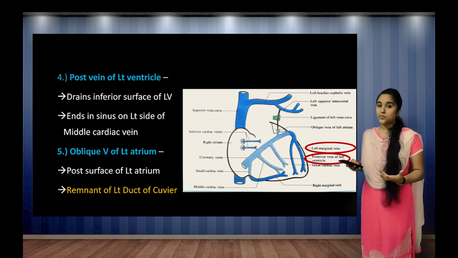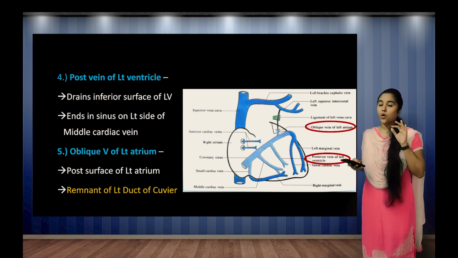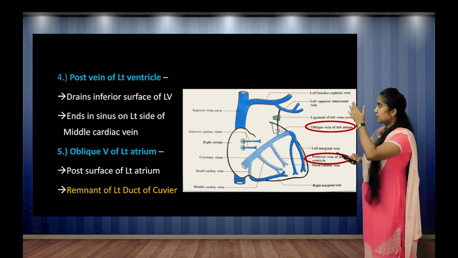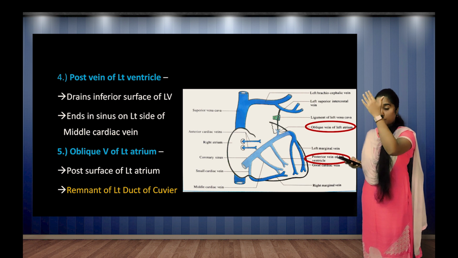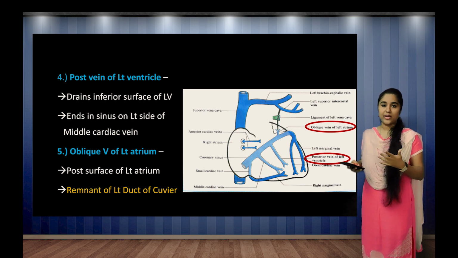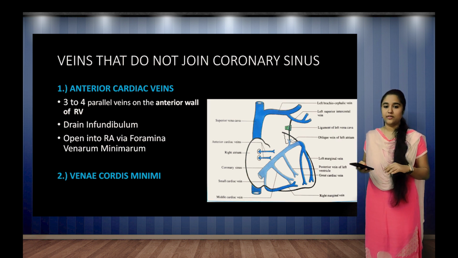Now the last one is the oblique vein of the left atrium. I had told you initially that only the oblique vein of the left atrium does not have valves, because this supplies the posterior surface of the left atrium. Since it supplies the posterior surface of the left atrium, this drains blood from above downwards. So it does not need a valve. That's why it does not have any valve. And it is considered to be a remnant of the left duct of Cuvier.